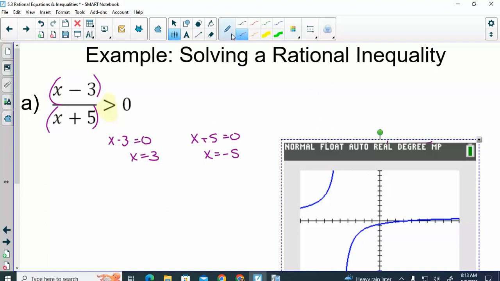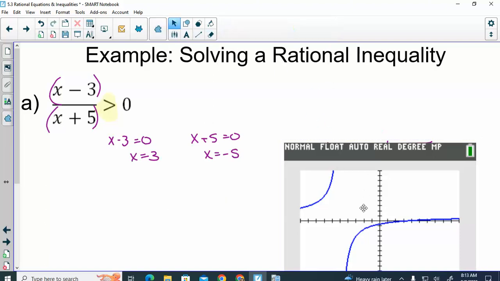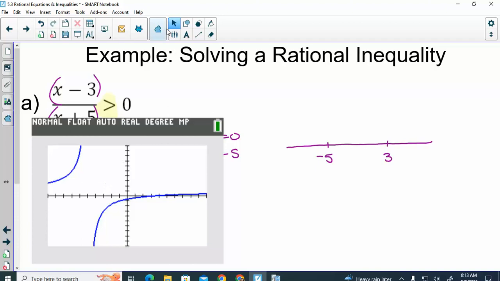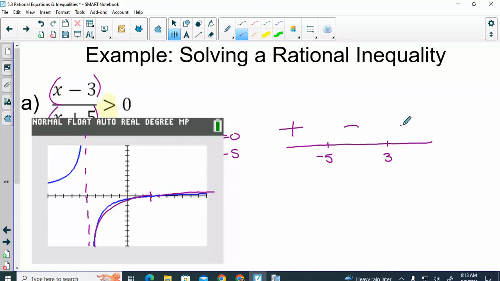Okay. So if I look at this graph, before we get to negative 5, negative 5 is my vertical asymptote here. Before negative 5, was my graph positive or negative? Positive. It's above the x-axis, so that was positive. Between negative 5 and 3, my graph is negative. It's below the x-axis. Then after 3, my graph became positive again. Plus, minus, plus.